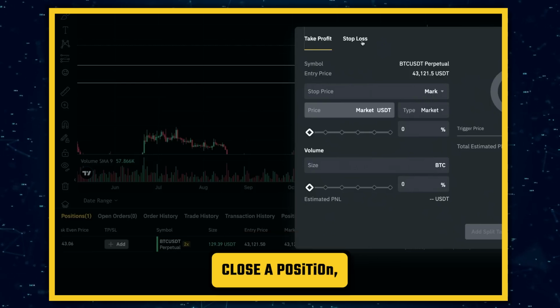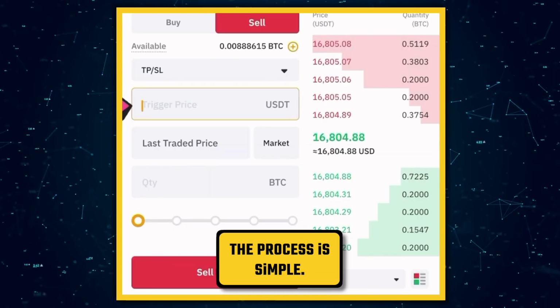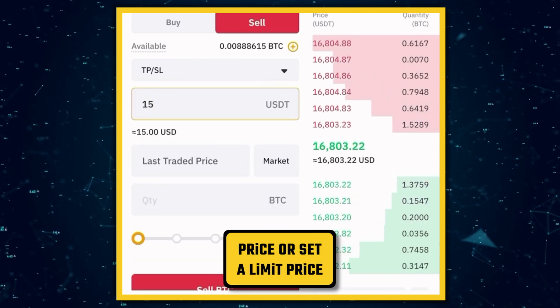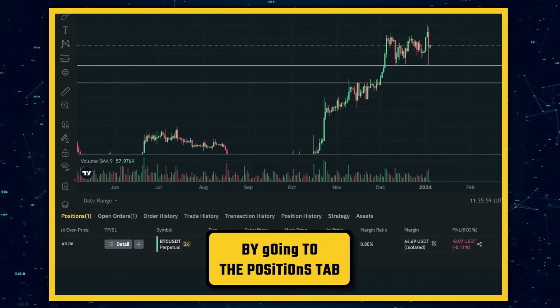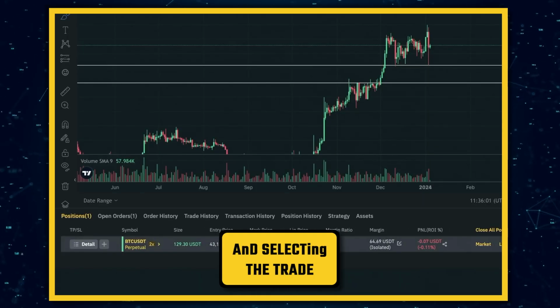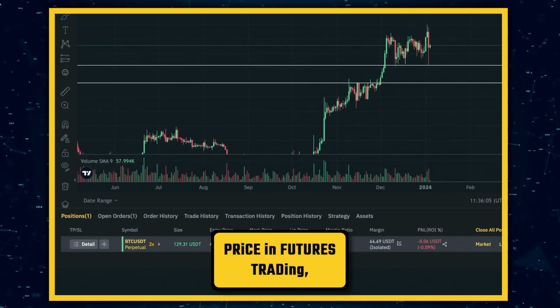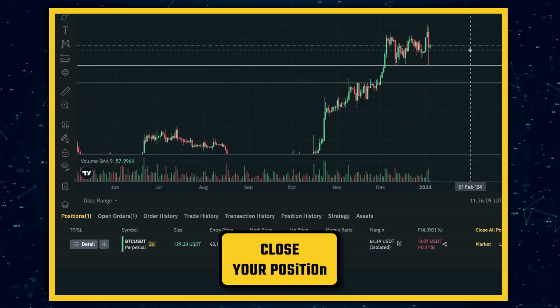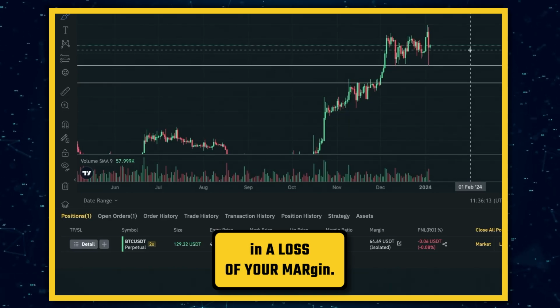When you're ready to close a position, whether in spot or futures trading, the process is simple. In the spot market, you can sell the asset at the current price or set a limit price. For futures trades, you can close your position by going to the Positions tab and selecting the trade you want to close. Always be aware of the liquidation price in futures trading, as this is the point where Bybit will automatically close your position if the market moves too far against you, resulting in a loss of your margin.